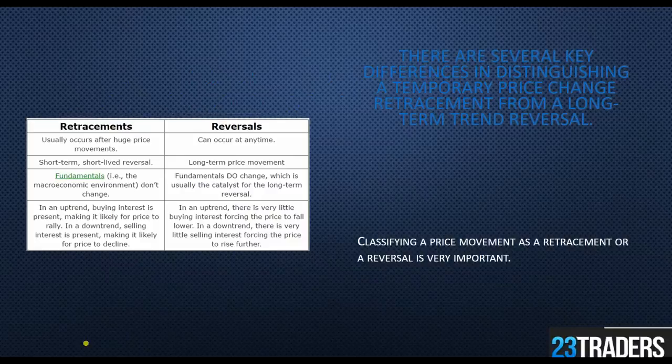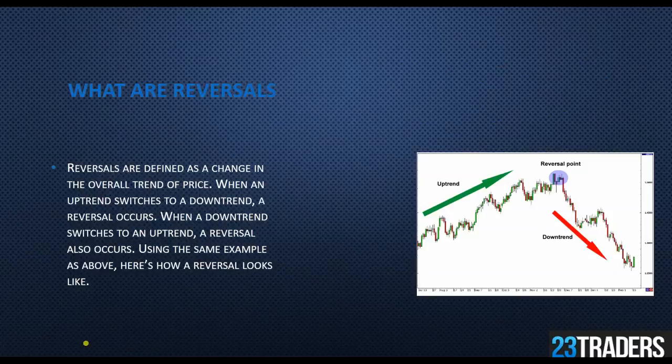There are several key differences in distinguishing a temporary price retracement from a long-term trend reversal. Reversals are defined as a change in the overall trend of the price. When an uptrend switches to a downtrend, a reversal occurs. When a downtrend switches to an uptrend, a reversal occurs.